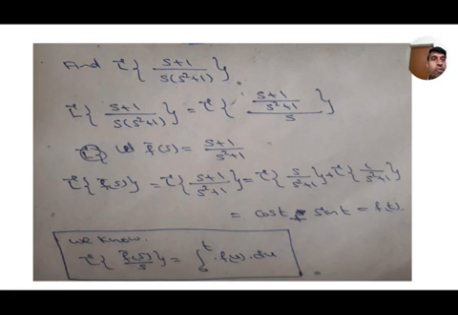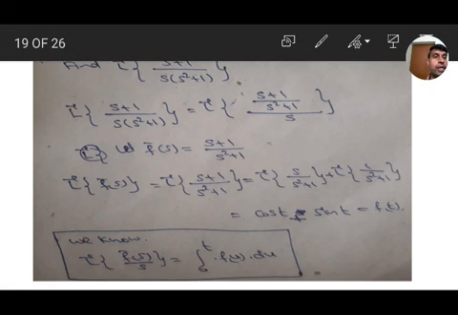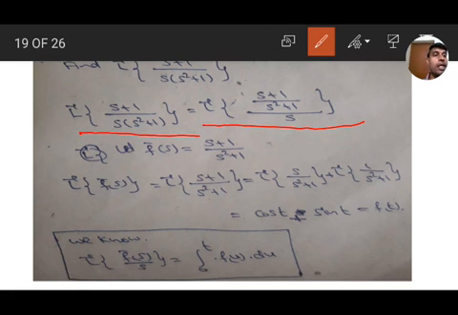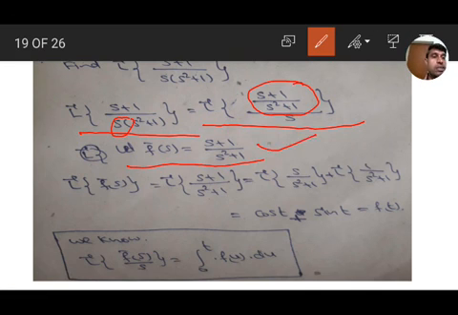Find L inverse of s plus 1 by s into s square plus 1. That is, L inverse of s plus 1 by s into s square plus 1 equal to L inverse of s plus 1 by s square plus 1, by s. This s can be written as denominator s. Therefore f bar s by s, take f bar s equal to s plus 1 by s square plus 1, that is L inverse of f bar s equal to L inverse of s plus 1 by s square plus 1.